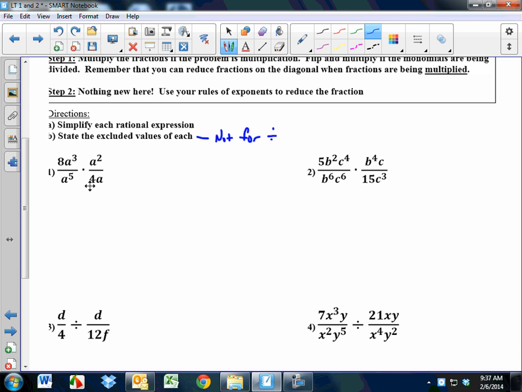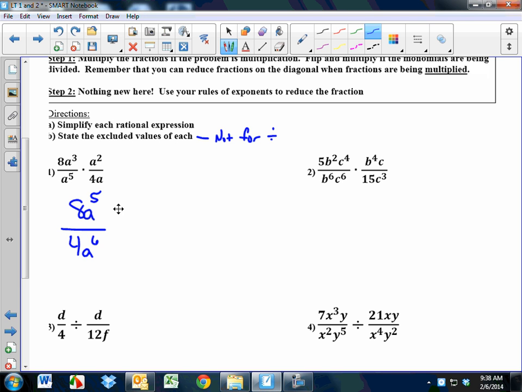A fraction times a fraction? Well, one way is to multiply the tops. 8a cubed times a squared is 8a to the 5th. And then multiply the bottoms. A to the 5th times 4a is 4a to the 6th.